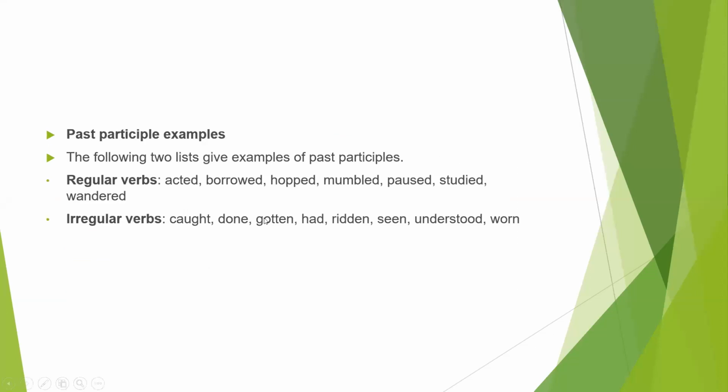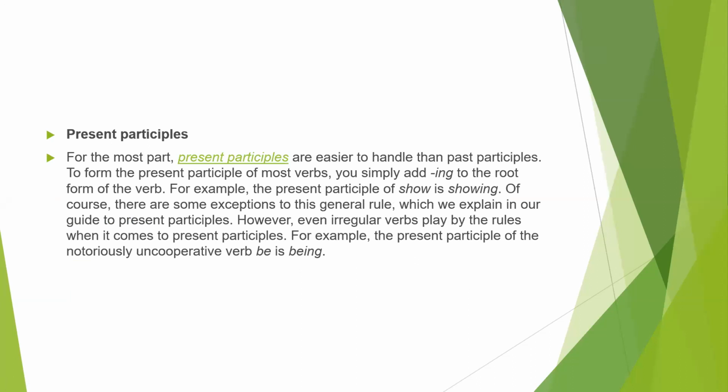Past participle examples are given: acted, borrowed, worked, mumbled, studied, wondered. Irregular verbs like done, gotten, had, written, all this. Present participles, we have given you examples. For the most part, present participles are easier to handle than past participles. You just have to use -ing. Of course, there are some exceptions to the general rules.